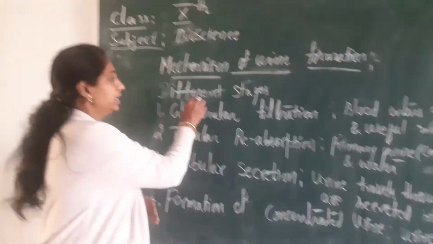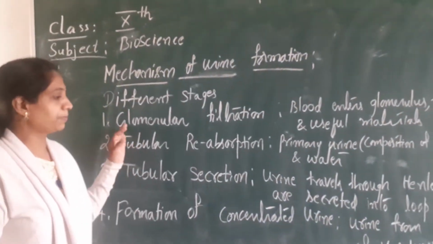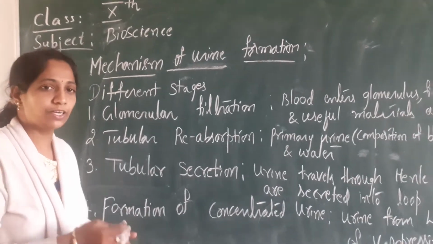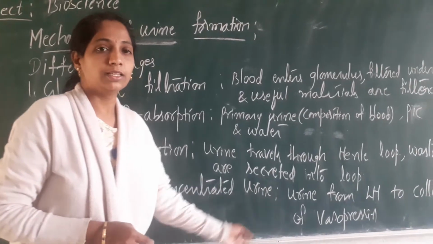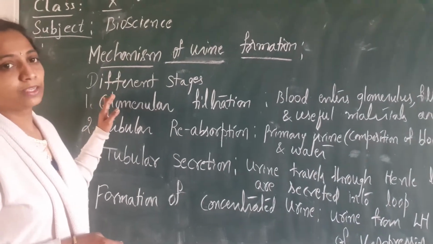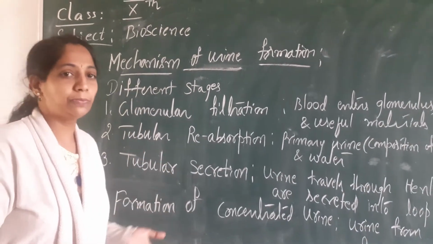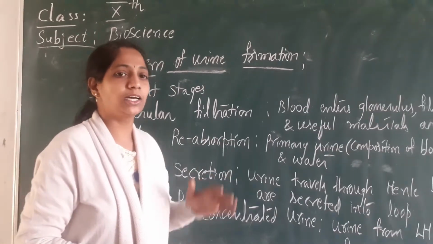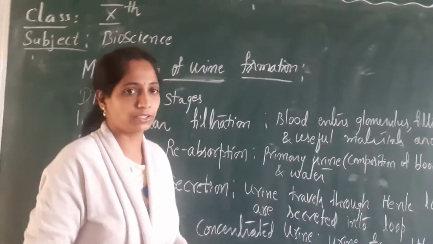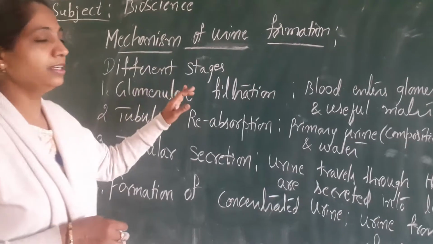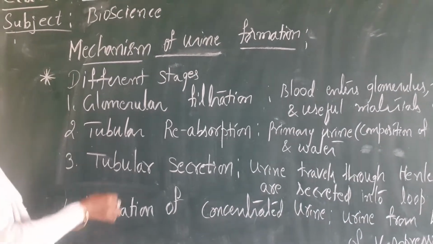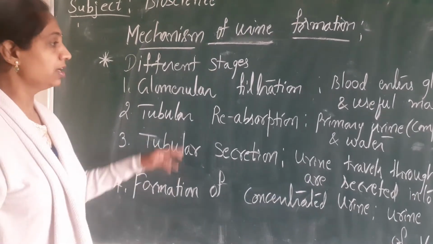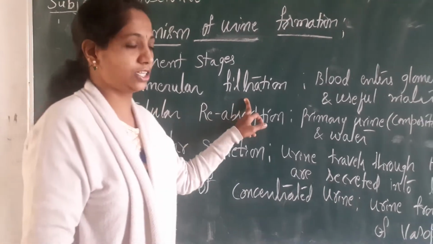Now, different stages are involved in the process of filtration. If you want to filter and get the concentrated urine out, the Bowman's capsule, the glomerulus, the renal tubule, the collecting tubule, all these are known to participate in the filtration process, and this occurs in different stages. So what are those different stages? We will see. The first stage is called glomerular filtration.